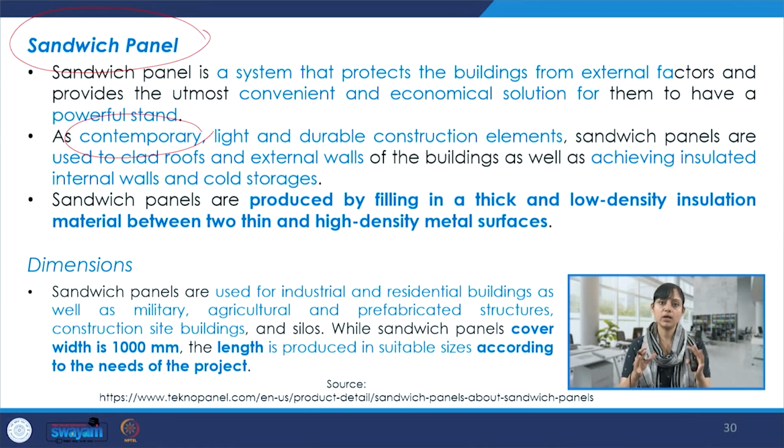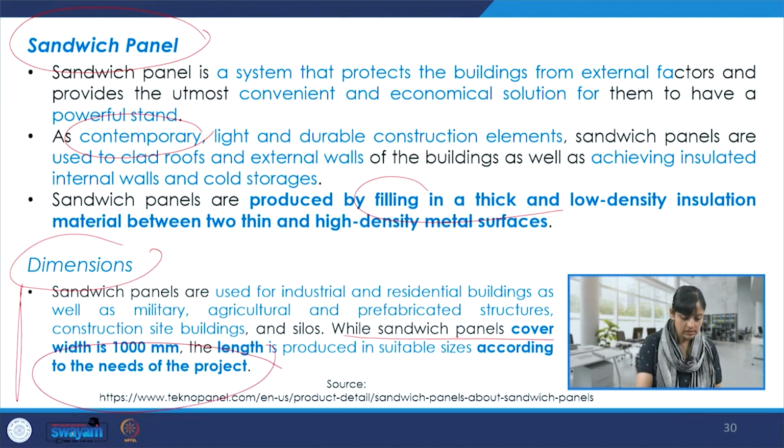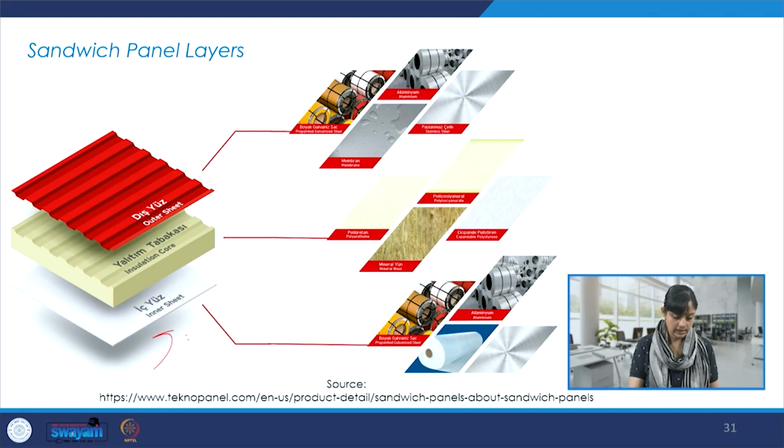These panels are produced by filling in a thick and low density insulation material between two thin and high density metal surfaces, and that's how we get this sandwich panel made. And it comes in certain dimensions, and these are used for industrial as well as residential purposes. Sandwich panels' cover width is 1000 mm, and the length is produced in suitable sizes according to the need of the project. So these are the standard dimensions which are available, and accordingly one can plan their application.